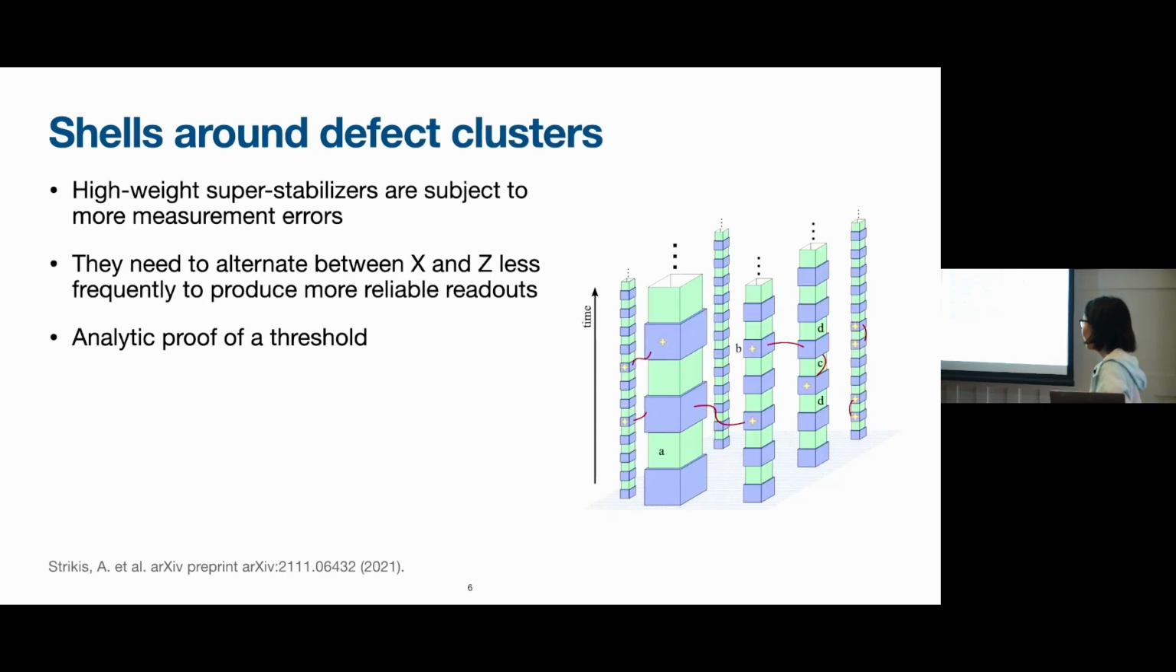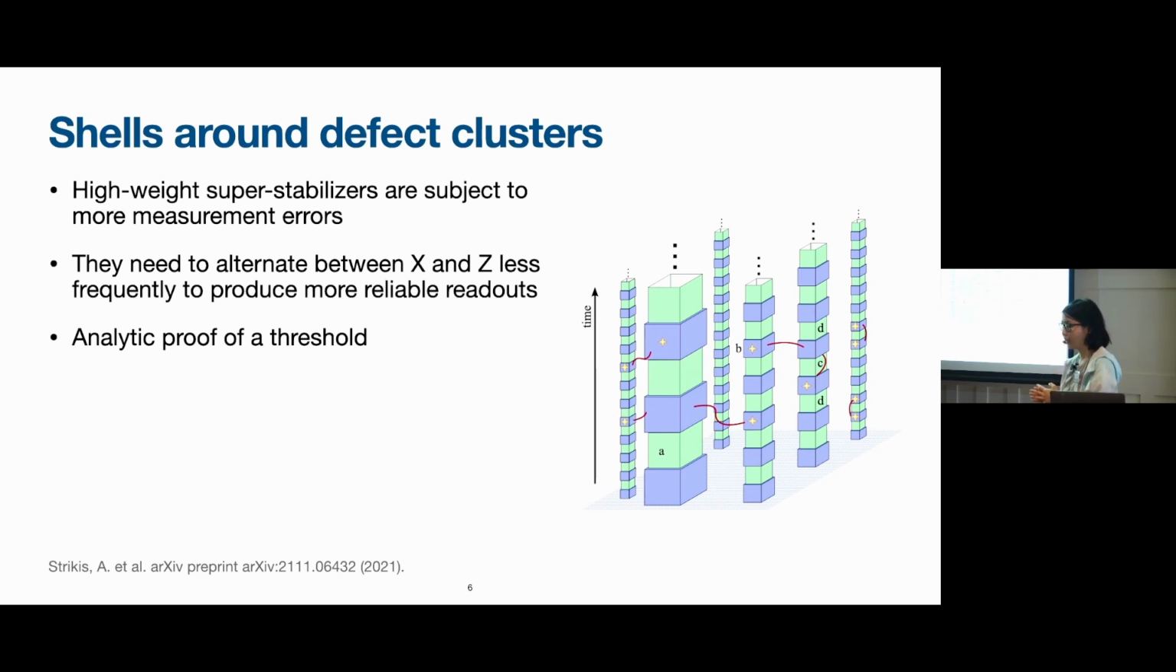Then there was a follow-up paper that introduces these shells around defect clusters. The problem with those higher weight stabilizers is that you have more measurement errors, so the values that you get are not as reliable. One way to mitigate this is, instead of alternating between X and Z rounds immediately, you do the X round, for example, 3 times before you switch to doing the Z gauges, so that you can get more information on the measurements.